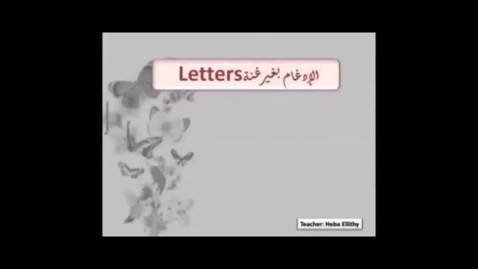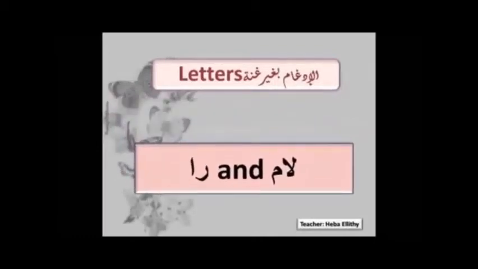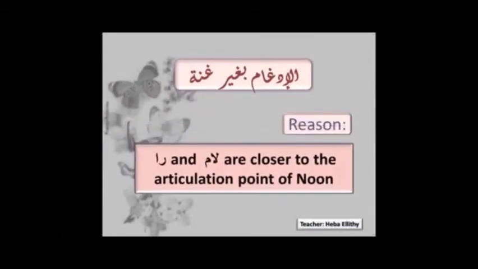الإدغام بغير غنة. What's the letters of الإدغام بغير غنة? It's two letters. It's لام and را only. الإدغام بغير غنة. The reason of it. Why I do إدغام without غنة with these two letters? Why it's without nasalization sound with these two letters? را and لام are closer to articulation point of noon. Why the إدغام is here? Because both of them is very closer to the articulation point of noon. L, N, R, N. Okay.